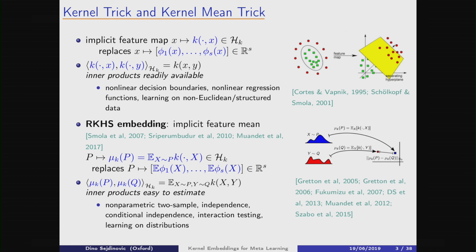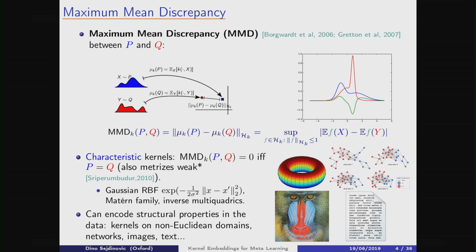Okay, so the simplest possible thing we can do with these representations of probability distributions is compute distances between them. This is what's called maximum mean discrepancy, or MMD. MMD between two probability distributions, P and Q, is basically just a distance in this Hilbert space of two embeddings.